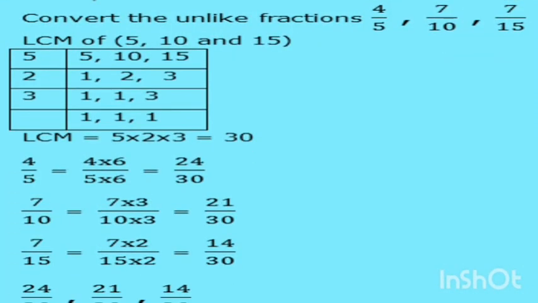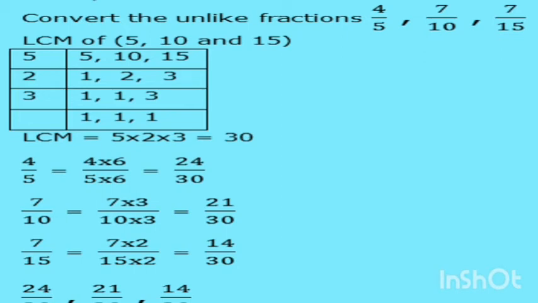Moving forward to the second part, here we will convert our unlike fractions to like fractions and then arrange them in ascending or descending order. Here we have three fractions, which are 4 by 5, 7 upon 10 and 7 upon 15. Our first step is to find the LCM of all the denominators, which are 5, 10, 15. We will calculate the LCM like this. Our LCM is 30. So we want all our denominators to be equal to the LCM, that means we want our denominators to be 30.